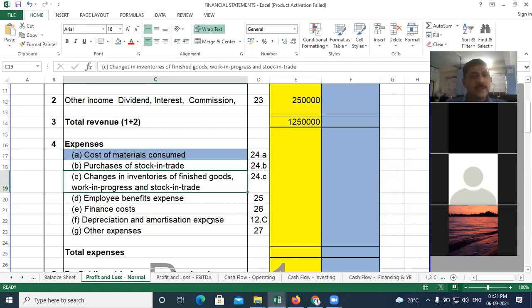Then the third expense in the profit and loss account is titled changes in inventories of finished goods, work in progress and stock in trade. So what is changes in inventories of finished goods? We have last year's closing stock of finished goods. To that, whatever final goods we have produced from 1st April to 31st of March will be added to your finished goods. And from that, we deduct the closing stock of finished goods. That is your changes in inventory.